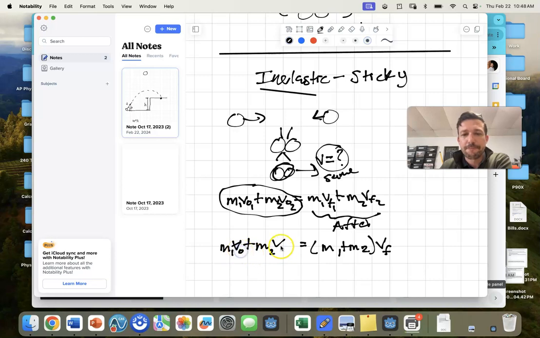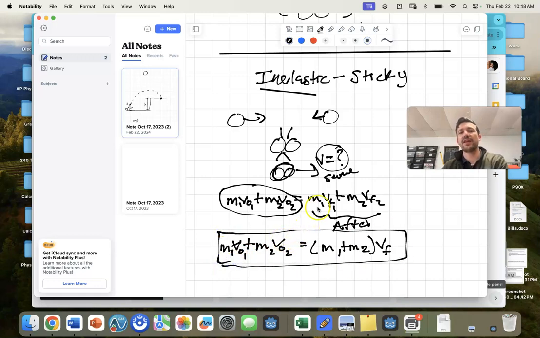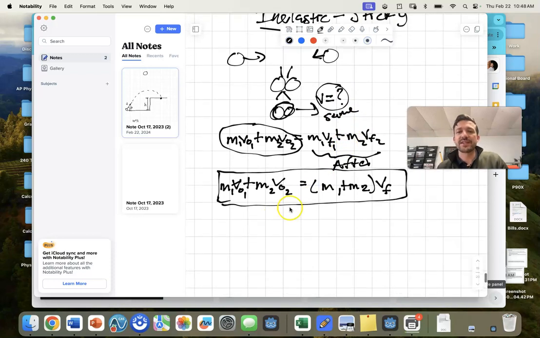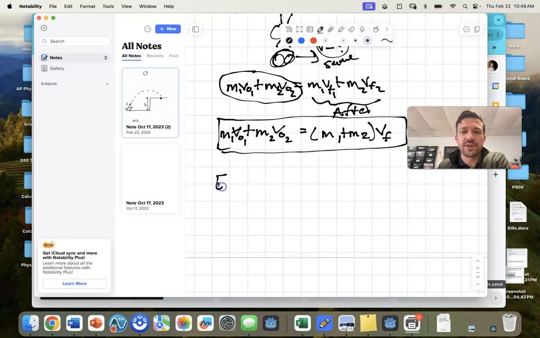Okay, there we go. So this is the formula for inelastic collisions. Okay, and there's going to be another formula. Let's do an example here real quick. So here's the example with this one.